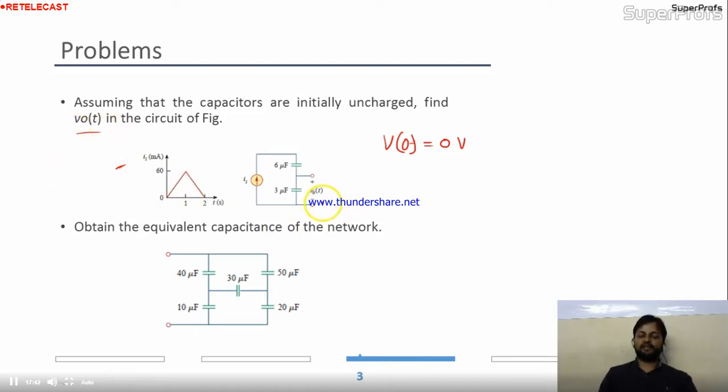Where is the V naught T? Here is the V naught T. So how will we solve this? To solve this circuit, we should know the capacitor equation, the voltage equation, first.